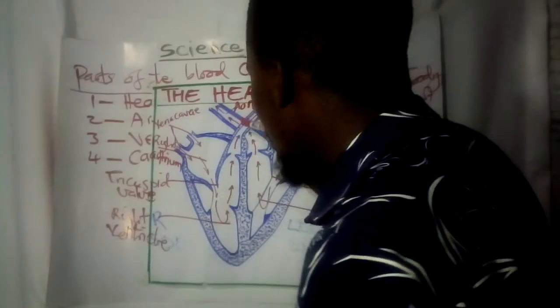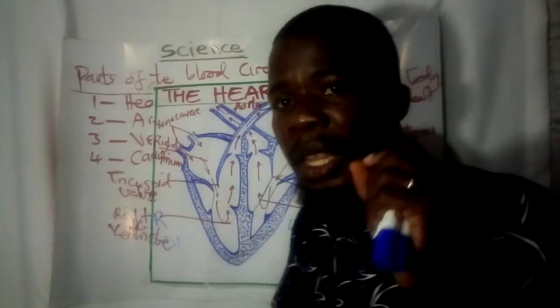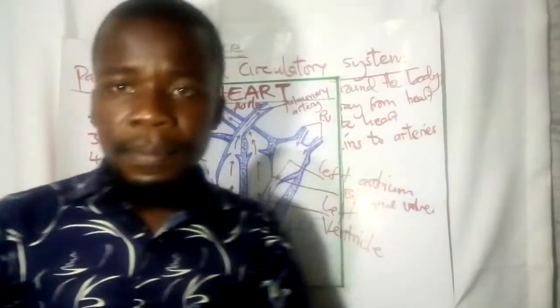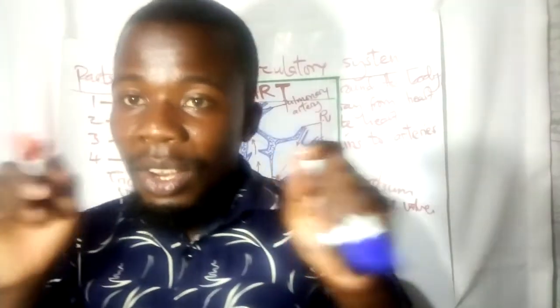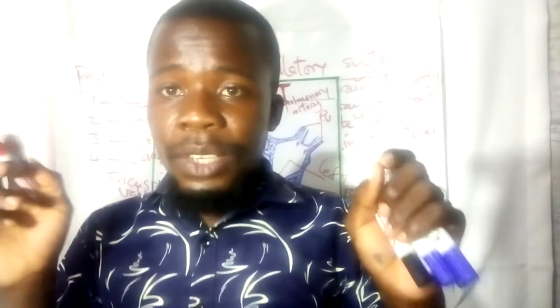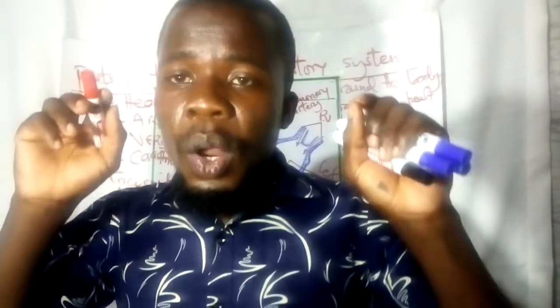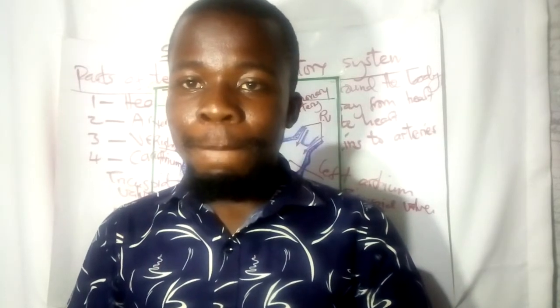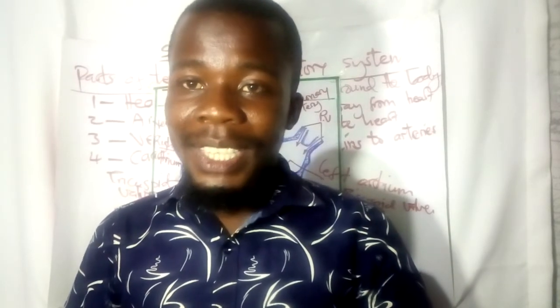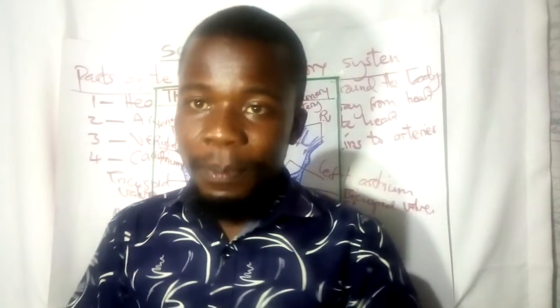Yeah, so it goes out of the heart through the aorta. And that blood has got a lot of oxygen, and it goes to all parts of your body. You understand, right? Thank you.